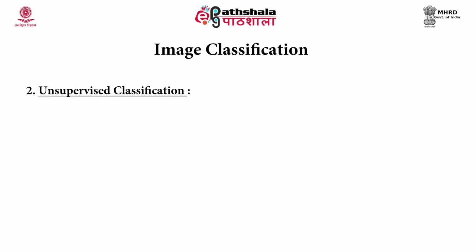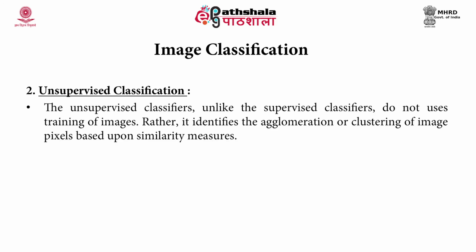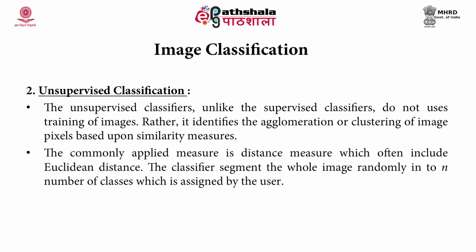The second one is unsupervised classification, which unlike the supervised method does not use training sets of images. Rather, it identifies the agglomeration or clustering of image pixels based upon similarity measures. The commonly applied method is distance measure, which often includes Euclidean distance. The classifier segments the whole image randomly into n number of classes, which is assigned by the user.